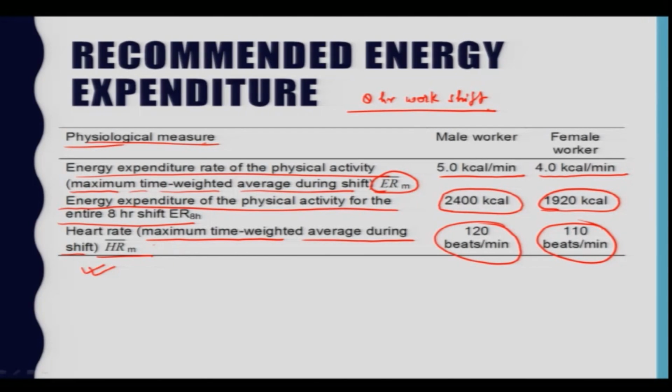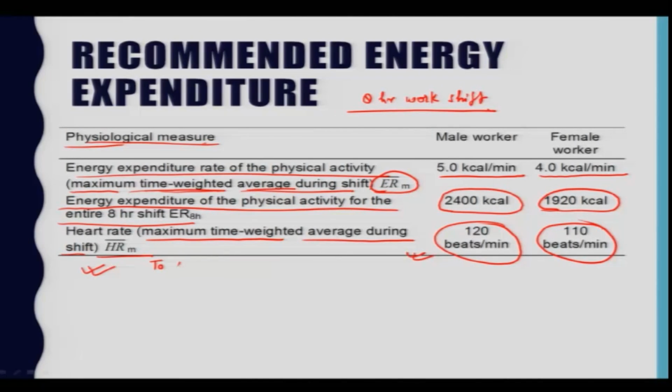So the values of energy expenditure rate and heart rate are given here, and in order to calculate the time weighted average energy expenditure rate during a time period, we can use the equation that I am going to write here.